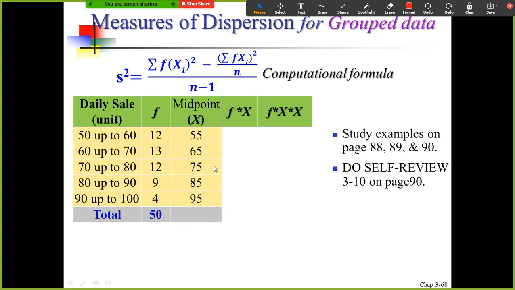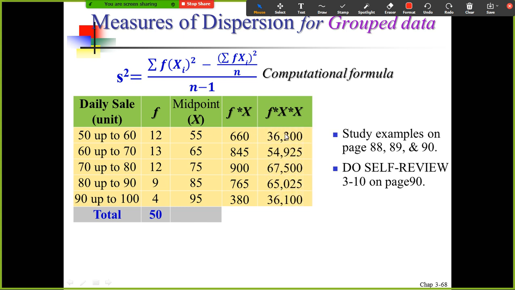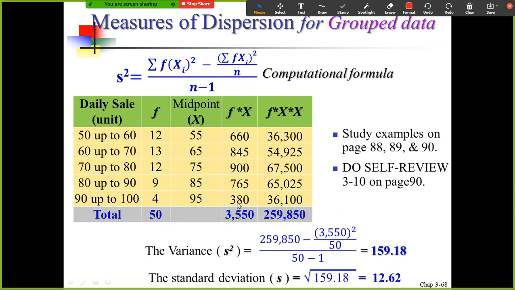First, you need to find the mean deviation. You need to find the product between the mean deviation and frequency. Next, you need to take the square of the midpoint multiplied by frequency. Okay, doing the same, we have the same results, but using a different formula.